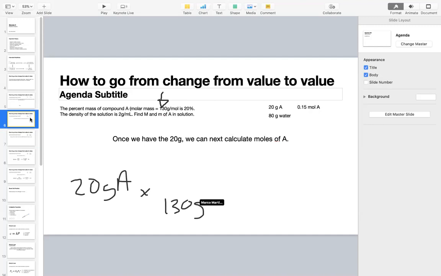and say that 130 grams is equal to 1 mole. So if we plug this into the calculator, 20 divided by 130, we get about 0.15 if we round down mole. And that's where I got the 0.15 from.